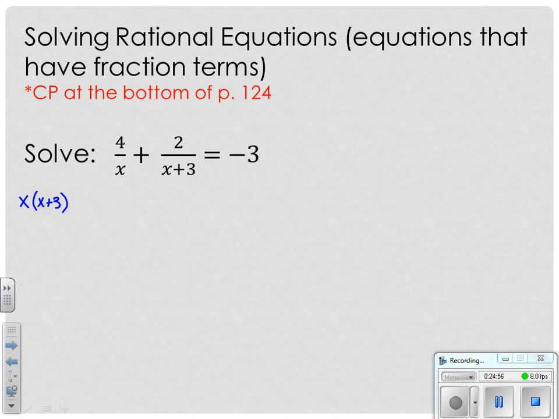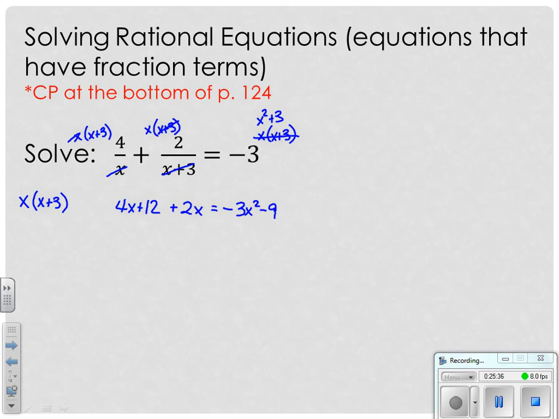All right, so if I'm going to multiply everything by my common denominator, in this first one, the x will take out that part. I still need to multiply 4 times an x plus 3. I'm going to get 4x plus 12. In my middle one, my x plus 3 will cancel, so I end up with 2 times x still. On the right-hand side, nothing's going to cancel, so x squared plus 3x has to be multiplied by our negative 3. So I get a negative 3x squared minus 9x.